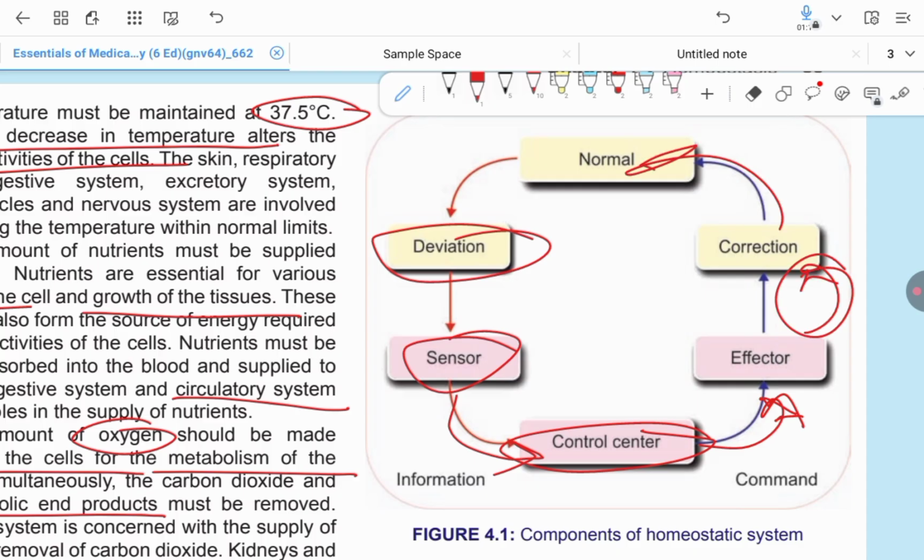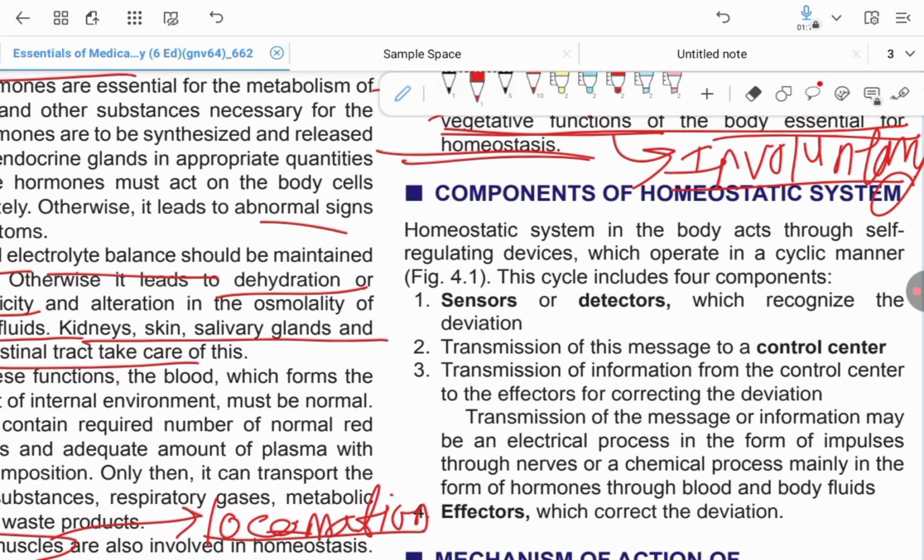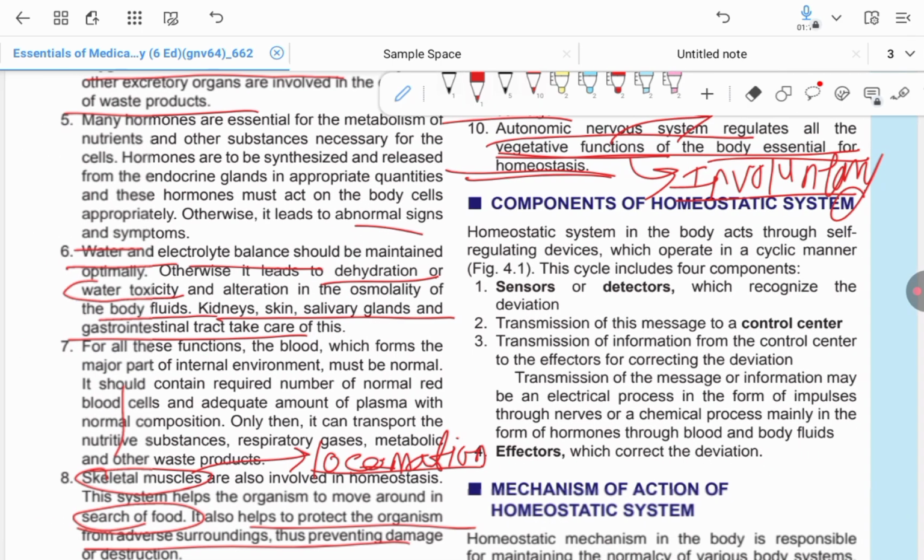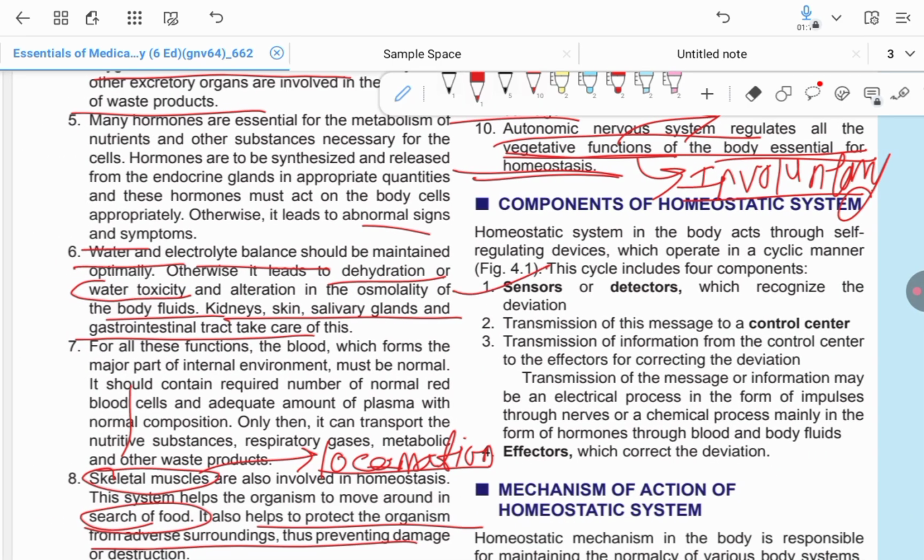Okay, so the components of the homeostatic system: the sensor and detector which recognize the deviation, transmission of message to the control center, then transmission of information from the control center to the effector for correction of the deviation. Transmission of message or information may be an electrical process. This message transmission can occur with the help of an electrical process.